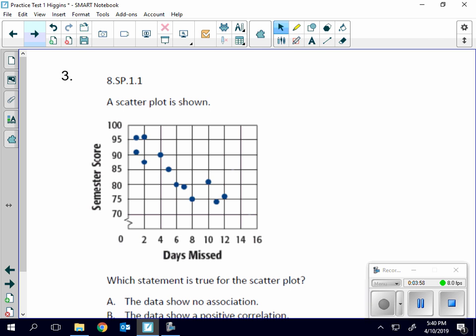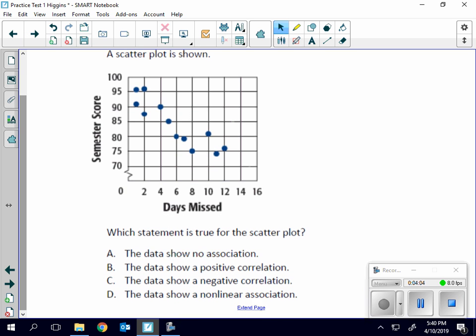That's it. Number 3. We have a scatter plot. All right. Let's see, what does it say? Which statement is true for this scatter plot? Does it show no association? Does it show nothing? It shows me some kind of association. It looks to me like it's going downhill. Do you see that downhill motion? Well, that means it is a negative correlation.